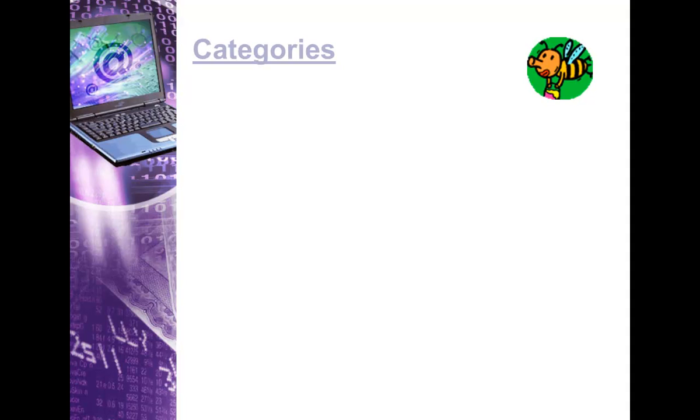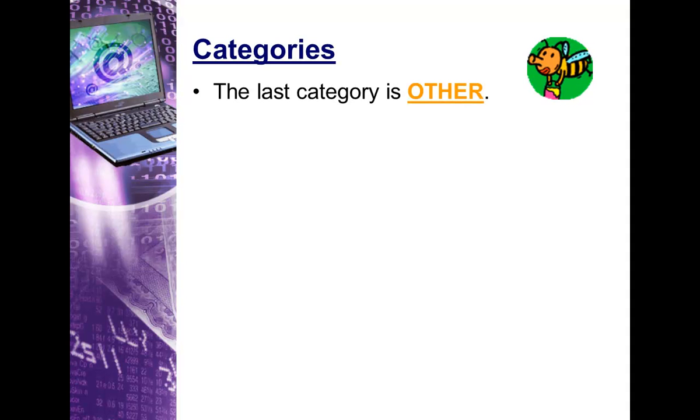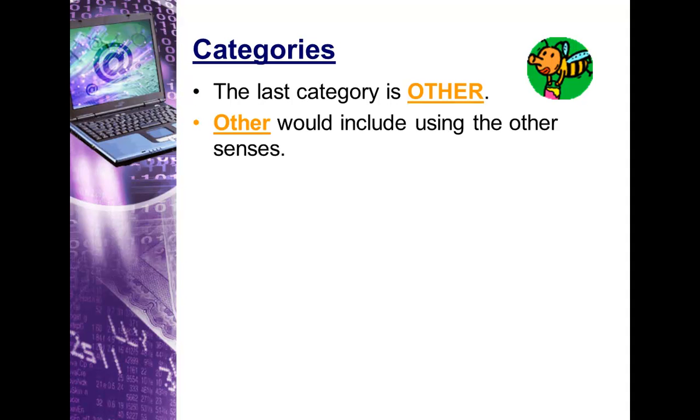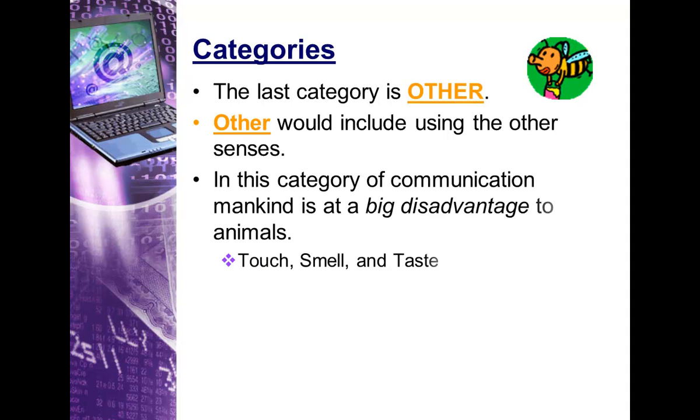The last category is probably one that you may or may not have thought of, and that is other. That would include all of the other senses that we have. Taste: when you taste something and it's rotten or sour or burnt, the recipe wasn't correct. All of these would be a different type of communication. For communication technology, we don't spend a lot of time on this one, but it is out there, and it is one that you need to be able to recognize.